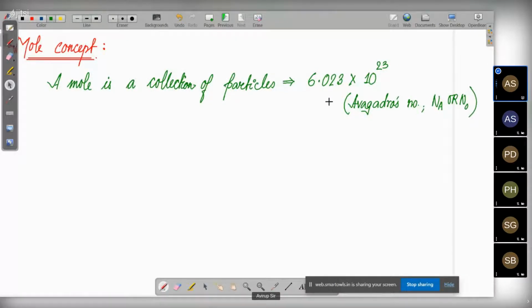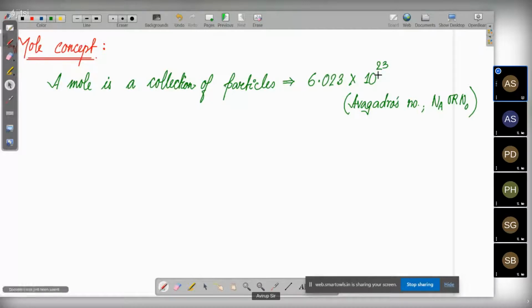So when we have this many particles, which is a huge number, 10 to the power of 23, so there are 23 zeros like this. This many particles together is known as a mole. So a mole is a collection of particles. And how many particles is it? 6.023 into 10 to the power of 23. So when this many particles come together, it is called the mole. A mole is a collection of Avogadro number of particles, and Avogadro number is 6.023 into 10 to the power of 23.